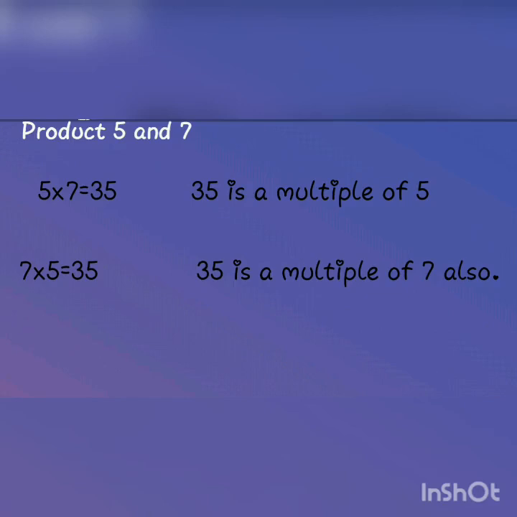Consider the product of 5 and 7. As 5 sevens are 35, we can say that 35 is a multiple of 5. And as 7 fives are 35, we can say that 35 is a multiple of 7 also.